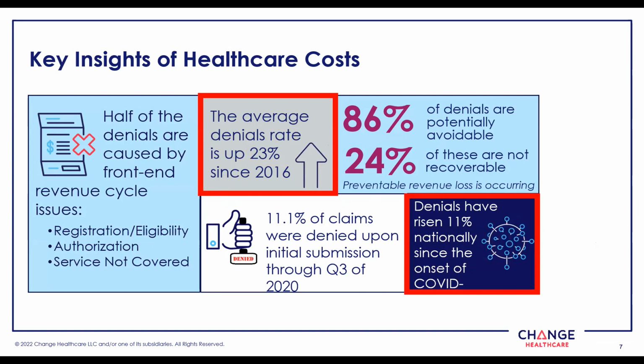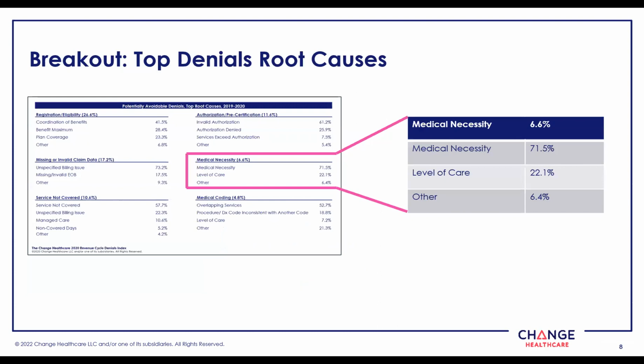We are seeing the rate of denials go up. It's been up 23% since 2016. It's going up since COVID, and we expect that trend to continue. And when you look at that volume and you extrapolate it, that's somewhere around 1.5 trillion annually in healthcare revenue. And so you look at that percentage and just think about what financial impact that has to the hospital.